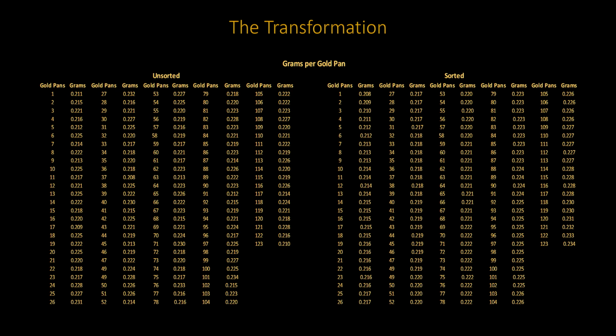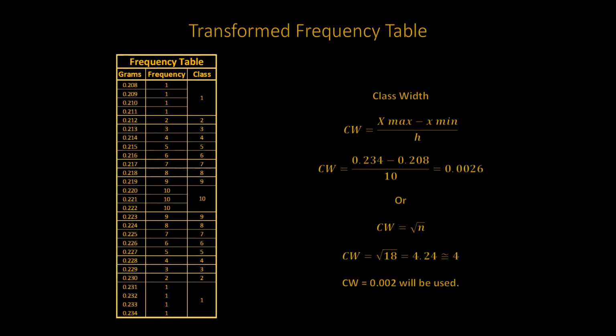The table on the right is the same table as the left, but it's sorted. We can now start to build the frequency table. The frequency table shown is the result stemming from the 123 gold pans. Notice the class column being the bin values. There are 10 bins. If you look closely, you will notice that the bins are constructed from the recorded grams from each of the 123 gold pans.